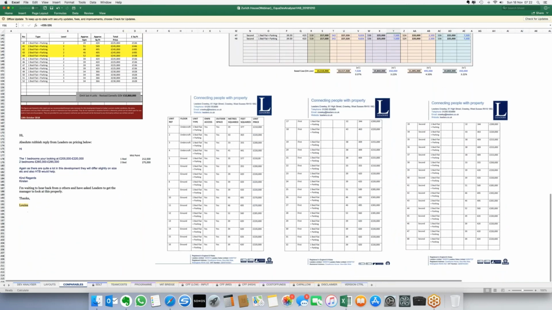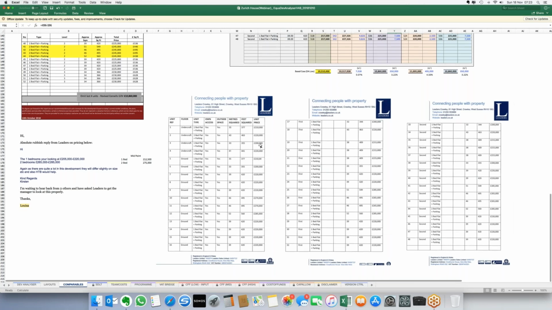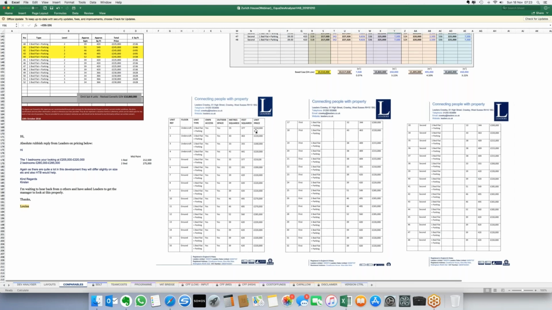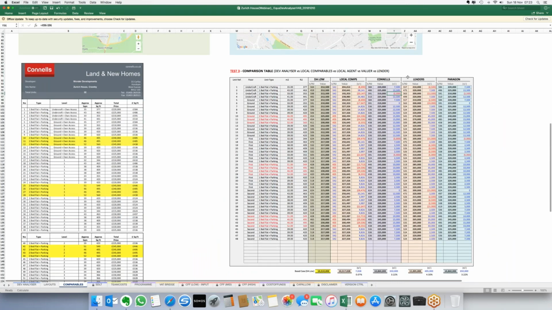We've got Leaders as well. So Leaders have come back with a proposal as well in terms of what they feel is achievable on our scheme. So again, we grab their information, mainly focusing on their unit prices, and then we give them their own little column, which is here.